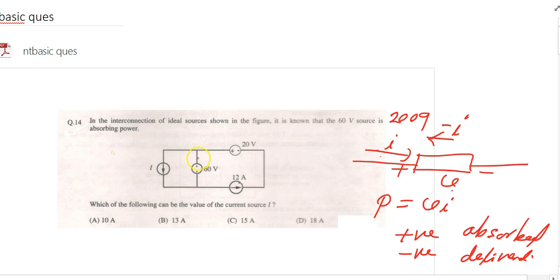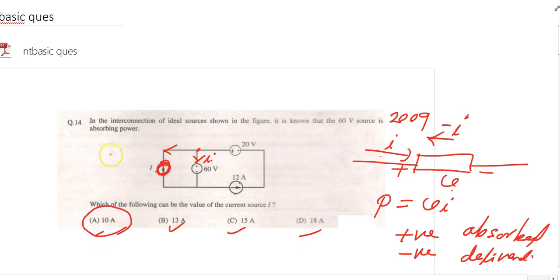In this given question, the current I should be positive and flow in this direction for power being absorbed by the 60 volt source. That means once that 12 ampere current is coming, some current will go here and less than 12 ampere will be flowing through this current source. So out of the options 1, 2, 3, 4, only this one is matching.